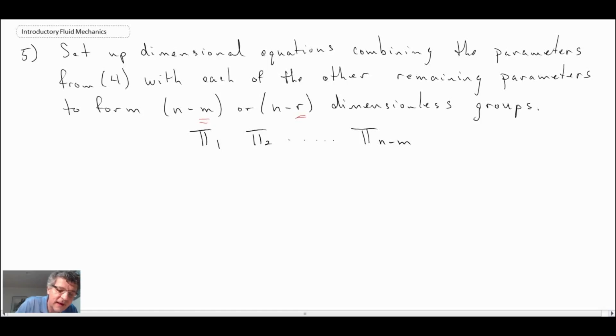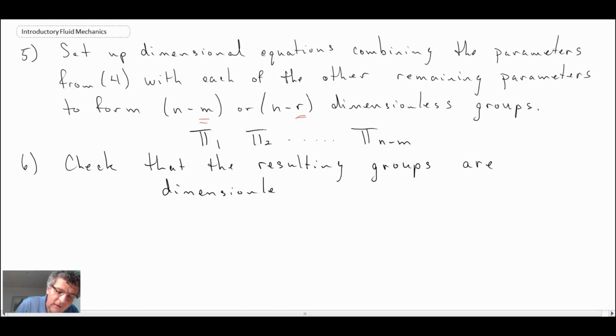And the final step that we need to do is a sanity check, so we check the dimensions of our resulting pi parameters. If you've done your work correctly, this should happen automatically, but you always want to do a sanity check to make sure you didn't make a mistake somewhere. So that is the technique, or the step-by-step procedure, for the Buckingham pi analysis.